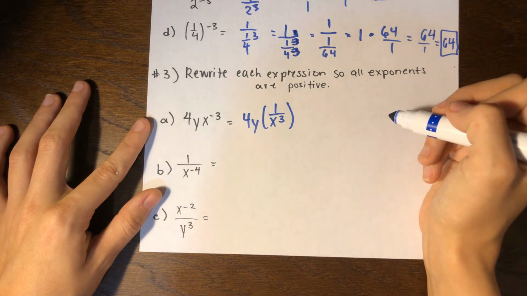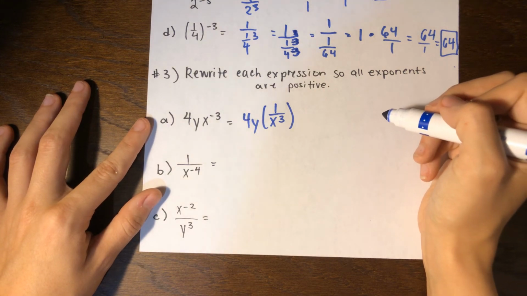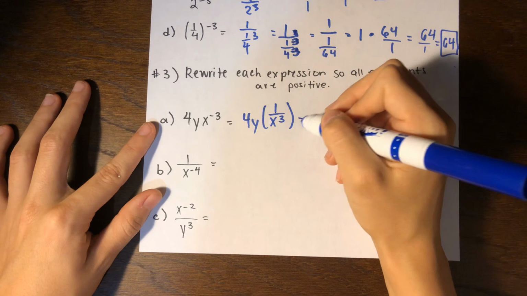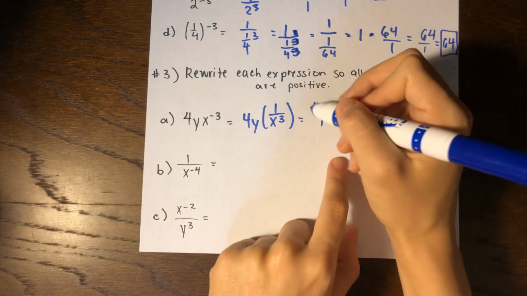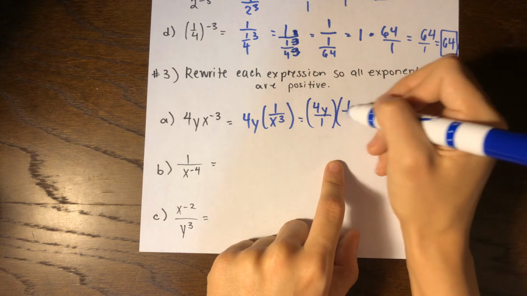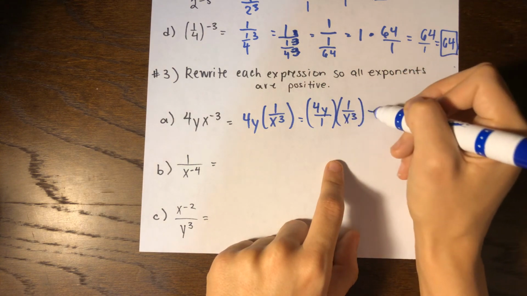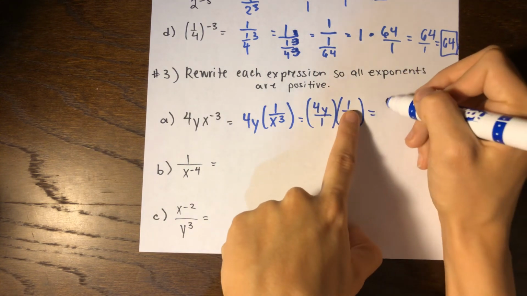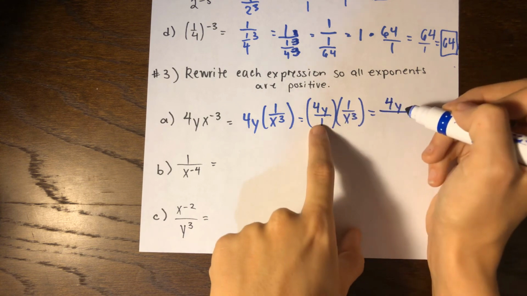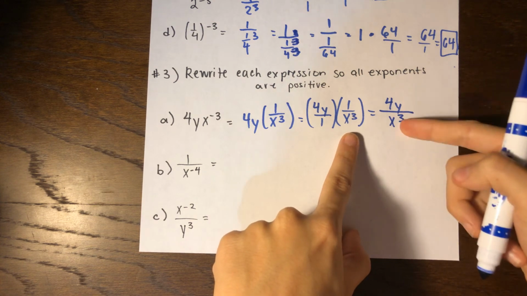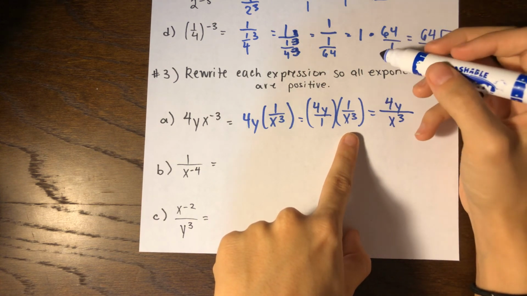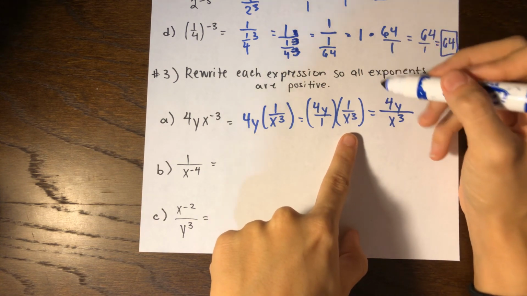Okay, from there, I need to multiply. So I can rewrite this as 4y over 1, which is the same thing as 4y, right? Times 1 over x to the 3rd. Multiply straight across. 4y times 1 is 4y, over 1 times x to the 3rd, which is just x to the 3rd. My exponents are positive, so this in fact is my answer.